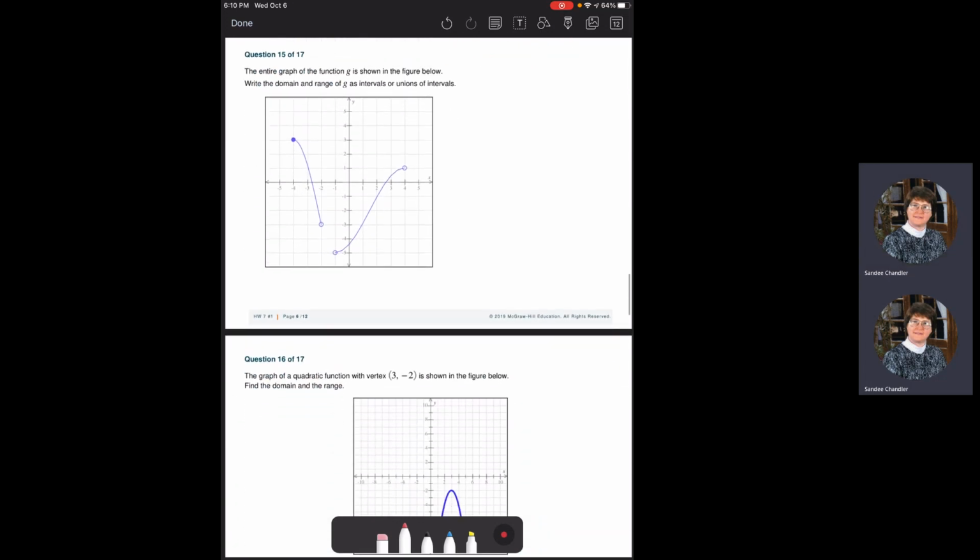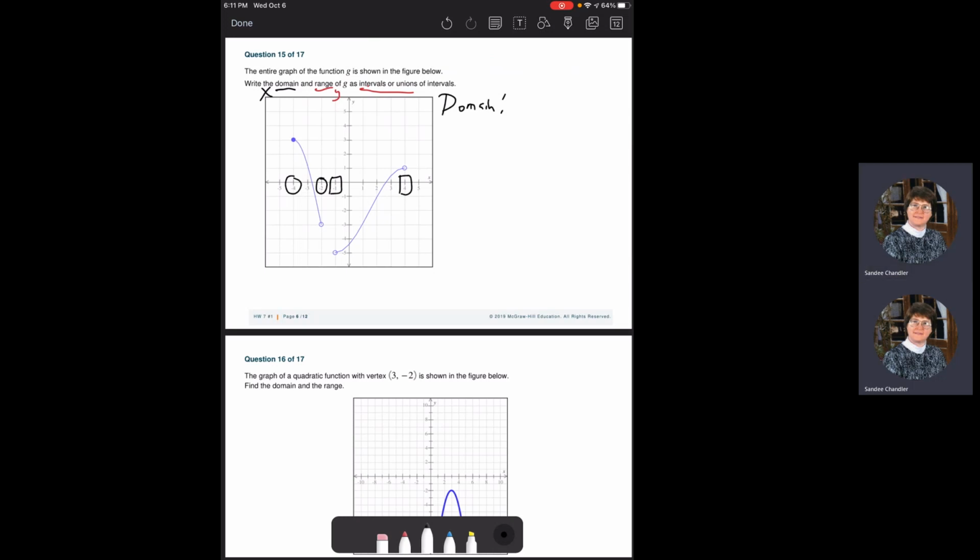Question 15 makes it just a little more exciting. Domain again, remember those are your x values. Range is the y values. They still want us to use intervals or a union of intervals. Watch out, there will be some of those. Because notice, for the domain, we start at -4, and we go to -2, and we've got this little gap, and we're going to start again at -1 and go to 4. So we have a union on this one.